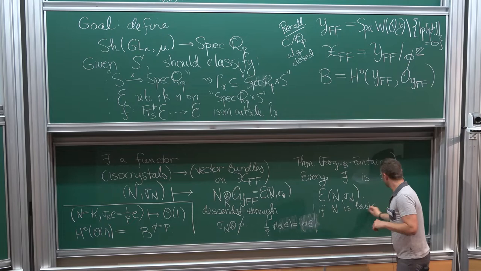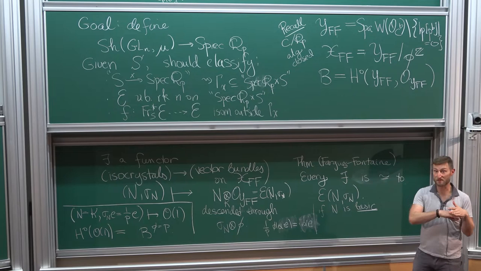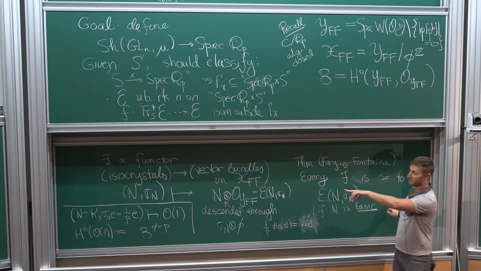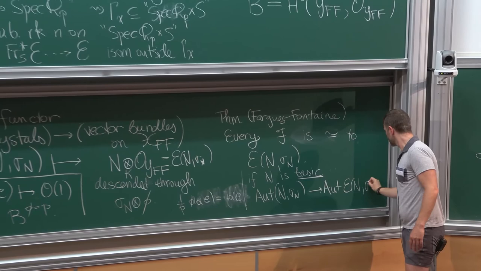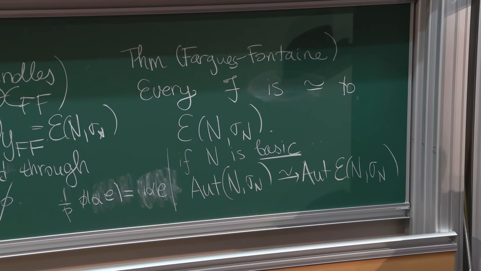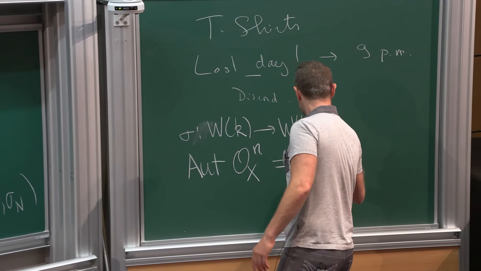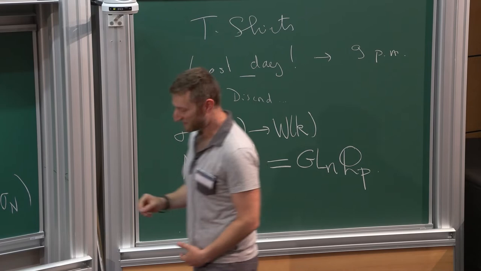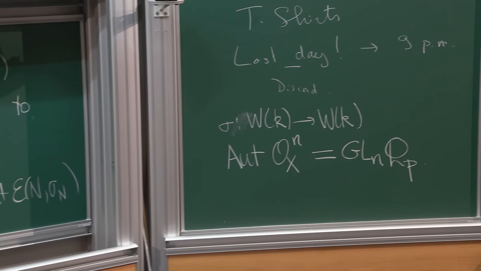if N is basic, so what does that mean? These isocrystals are classified by slopes, like a list of rational numbers. But if all of those rational numbers are the same, we call N basic. And in that case, you do have something better. I can say that the automorphism group, on the level of automorphism groups, you do actually get the same group. A particular example of this is that the automorphism group of O_X^N, the trivial vector bundle of rank N, is the group GL_N(Q_p). Okay. Very good.